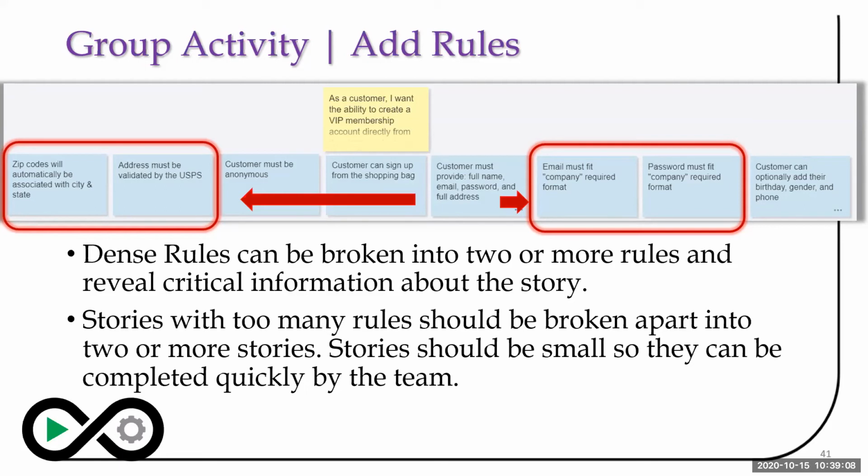So stories with a bunch of rules should be split apart into two or more. We can already see, just looking at the slide I'm showing you here, this story is getting pretty wide. So here's another item to be concerned about. They added in the customer can optionally add their birthday, gender, and phone. Similar issue of customer must provide full name, email, and full address. The difference is one is required, the other is optional. So you may end up having to break apart that, depending upon all the form field validation you would have.